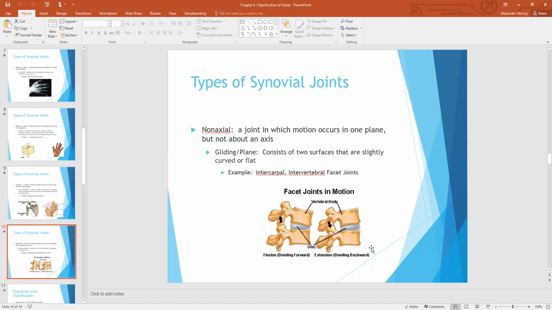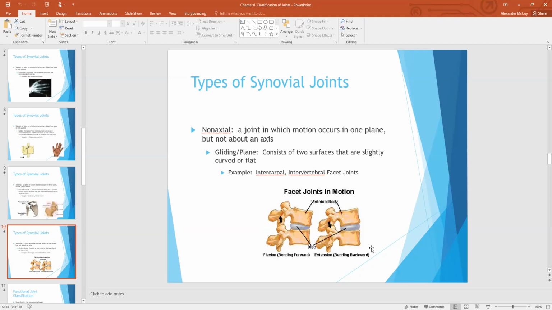And last but not least here, talking about non-axial. This means a joint in which motion occurs in one plane, but not about an axis. It's exactly what it says, right? Non-axial. And if you remember talking about gliding, we talked about that before. Well, this joint is a gliding or plane joint consisting of 2 surfaces that are slightly curved or flat, being able to move on each other.